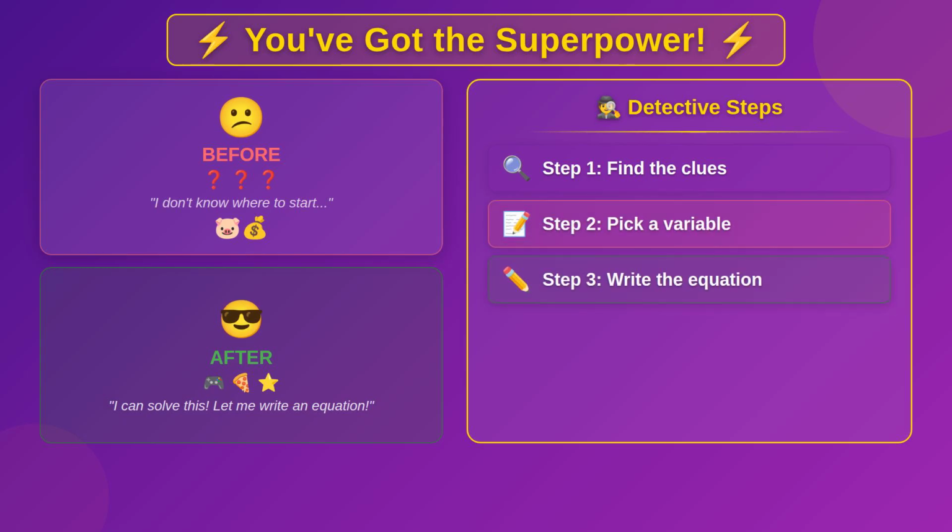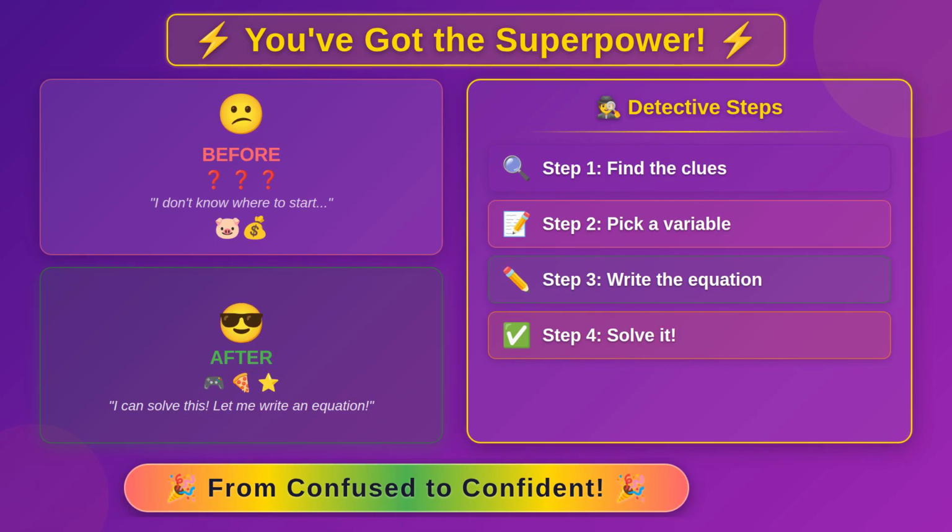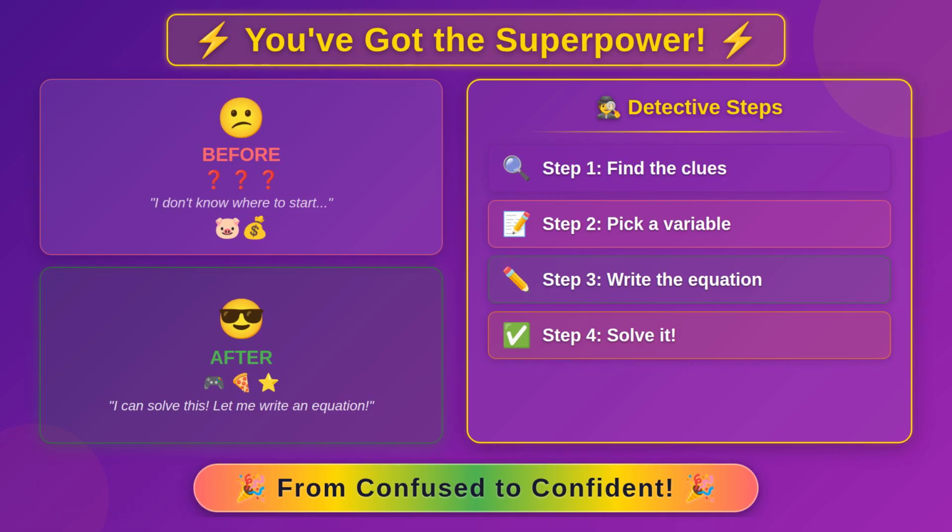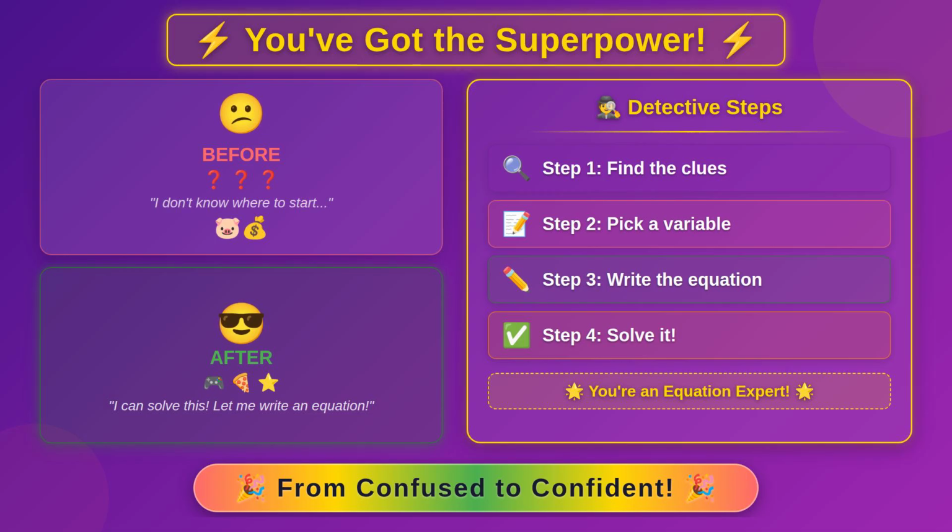And that's how you do it. Remember when Maya was just staring at her piggy bank, totally stuck? Now she can build and solve equations to plan for anything, from video games to pizza parties. You can too. Just remember the detective steps. Find the clues, pick a variable, write the equation, and solve. You've turned confusing word problems into simple math. That's a real superpower. Keep practicing, and you'll be an equation writing expert in no time.